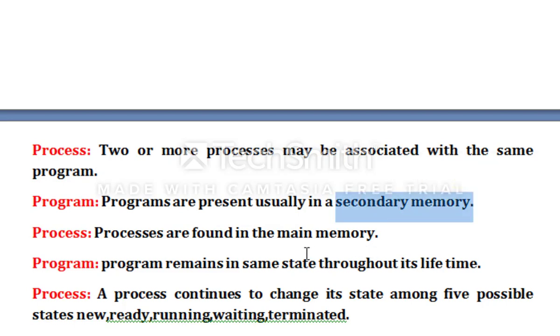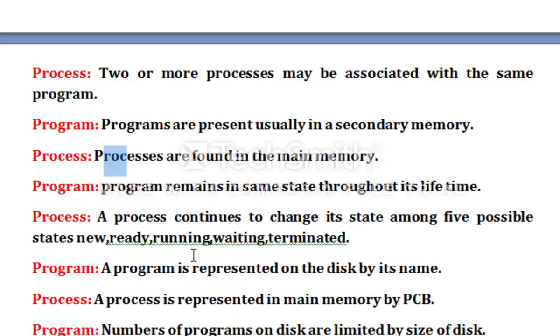Right? Next difference: programs are usually present in secondary memory. As I told you, I create a program and store it in a location, suppose the D drive. So programs are usually present in secondary memory, whereas processes are found mostly in primary memory. Because at the time of execution a program becomes a process, the process is mostly found in primary memory. So that is about the location of program and process: a program is always found in secondary memory and a process is mostly found in primary memory.